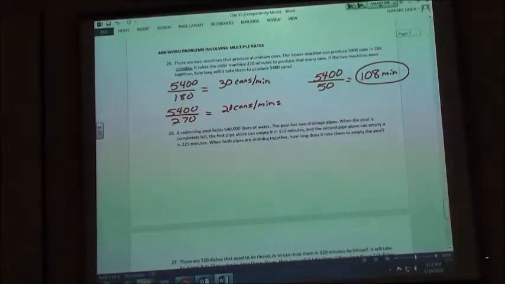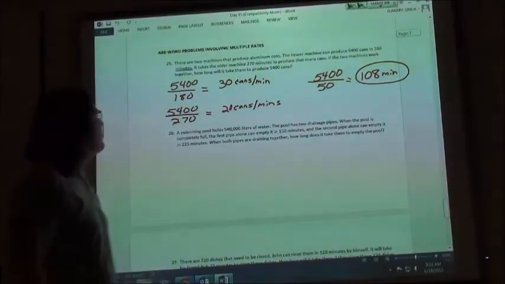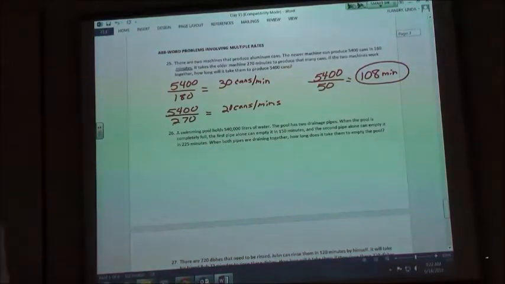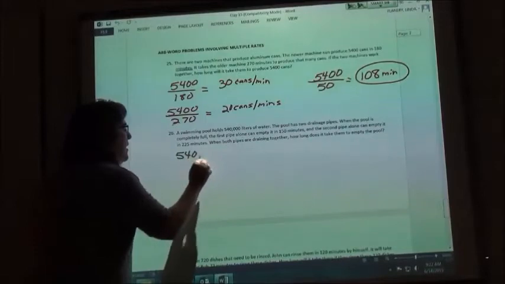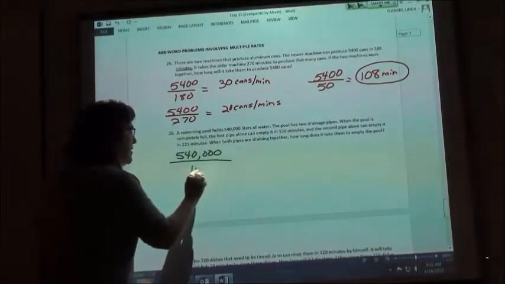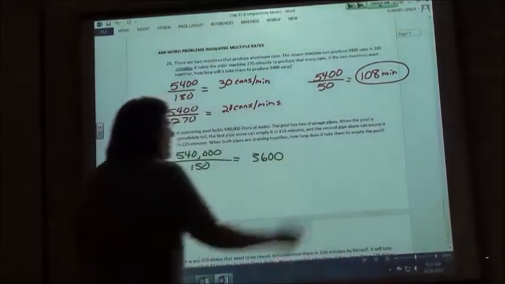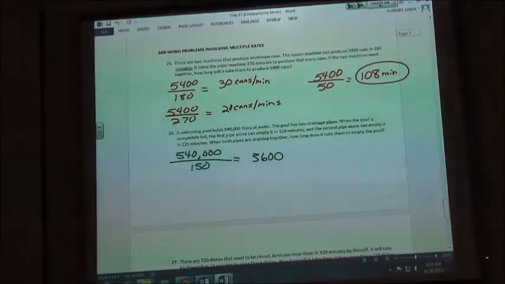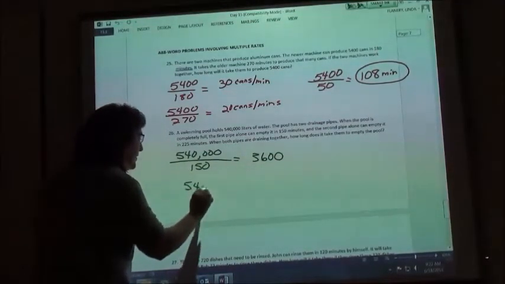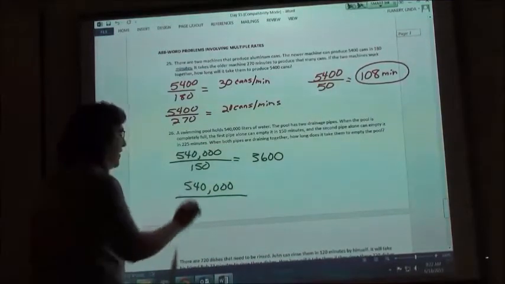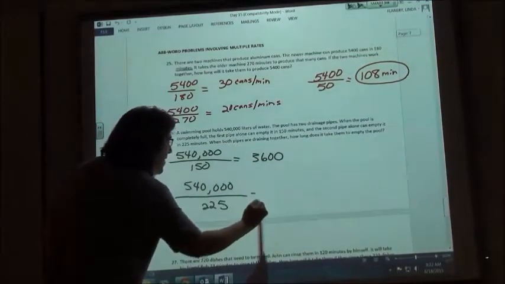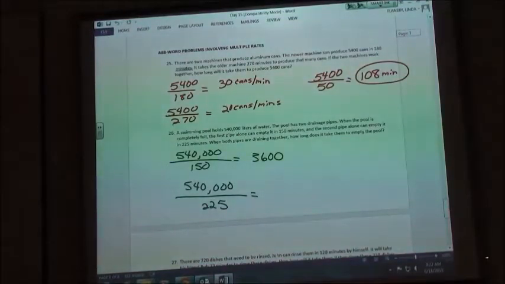So a swimming pool holds 540,000 liters of water. It has 2 drainage pipes. When the pool is completely full, the first pipe alone can empty it in 150 minutes. So if we take our 540,000, divide it by our 150 minutes, how many liters per minute does it pump out? 3,600. The second pipe alone can empty it in 225 minutes. So if we take our 540,000, divide it by our 225, how many liters per minute does that one pump out?